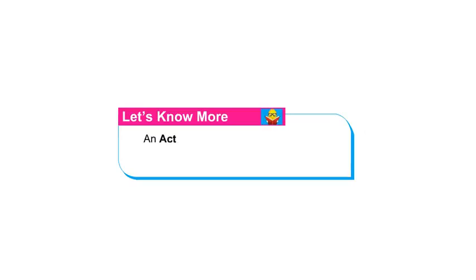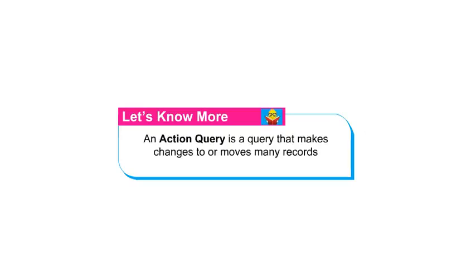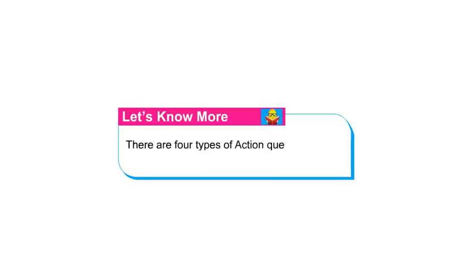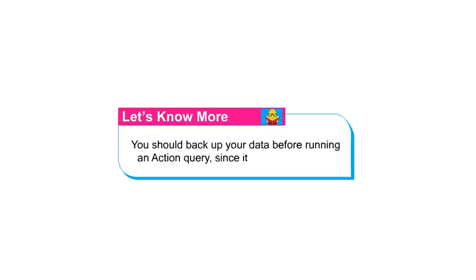Let us know more. An action query is a query that makes changes to or moves many records in just one operation. There are 4 types of action queries: append, update, make table, and delete. You should back up your data before running an action query, since it changes the data.